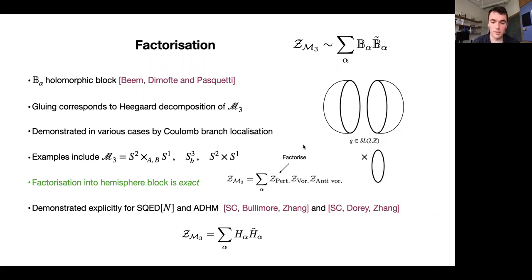So what I'm going to argue in this talk is that the hemisphere blocks that I've written down exactly factorize the various three-manifold partition functions. Often the way this is demonstrated is that you localize a partition function to the Coulomb branch, and then show that it factorizes into a sum over vacua of some perturbative piece, and then a vortex and an anti-vortex piece. In fact, there's no ambiguity in the hemisphere block definition, and it exactly factorizes this perturbative piece in this way. And we've shown that explicitly for super QED and the ADHM theory.